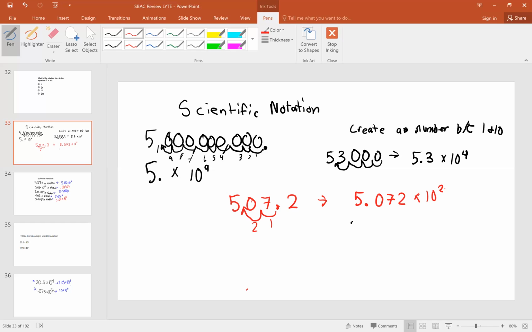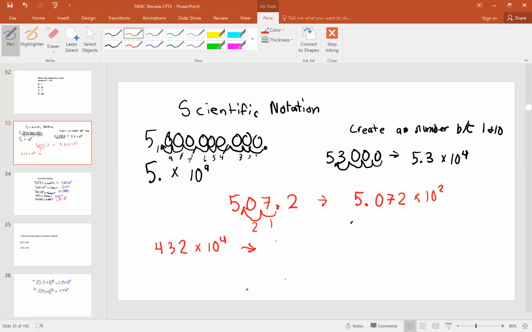Now, sometimes people get confused on problems like this. I keep using the number 5. Say I have 432 times 10 to the 4th power. Is this in scientific notation? If I have 432 times 10 to the 4th power, is that in scientific notation? The answer is no. This is not in scientific notation.